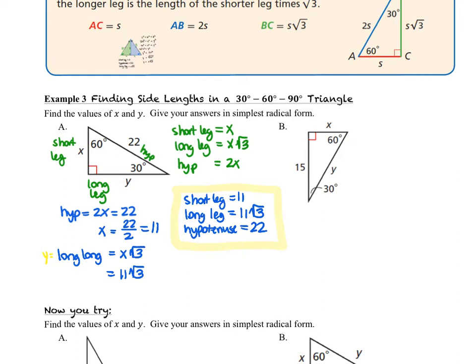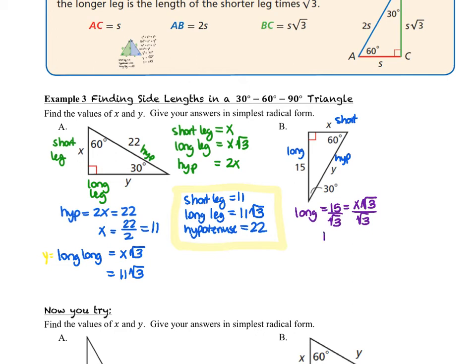Now we have question B. Again, we have a 30, 60, 90 triangle, so we're going to label our short leg, our long leg, and our hypotenuse. This time we were given the length of the long leg. So the long leg is 15, and we know that that is going to be equal to x times the square root of 3, x being the length of the short leg. So in order to find x, we need to divide both sides by the square root of 3.